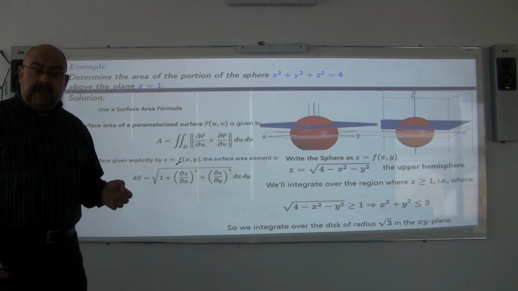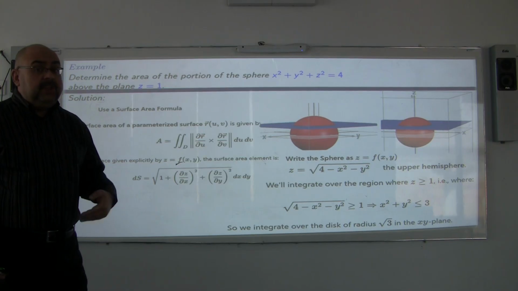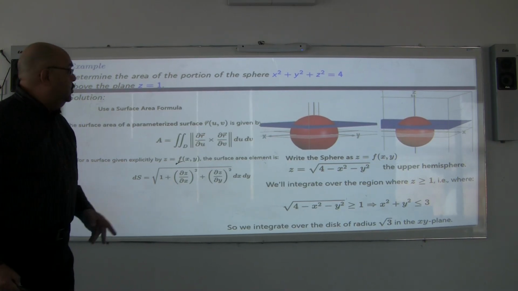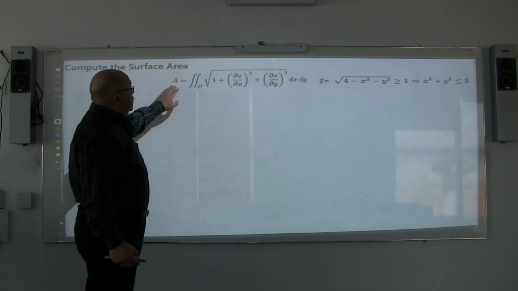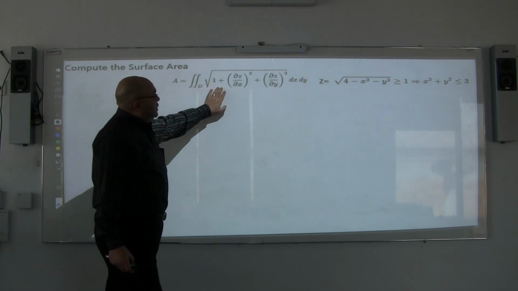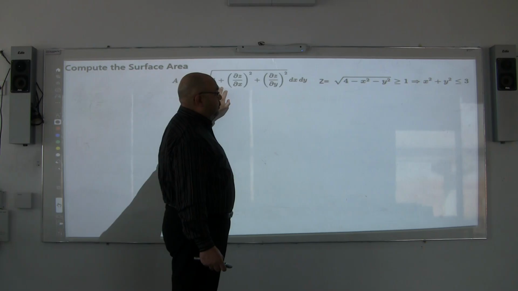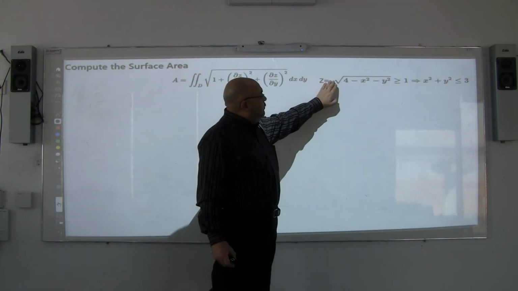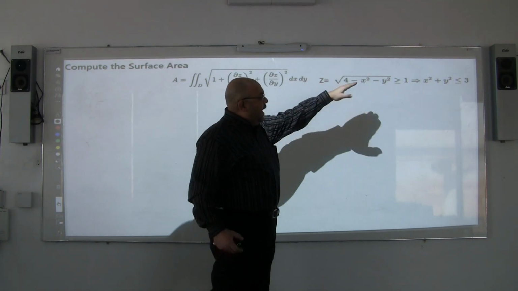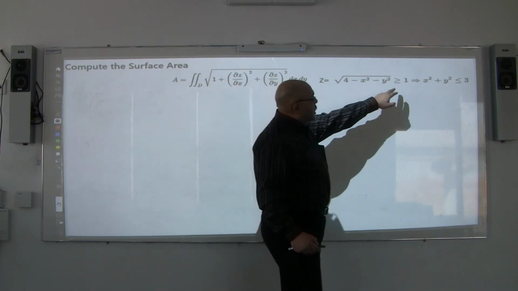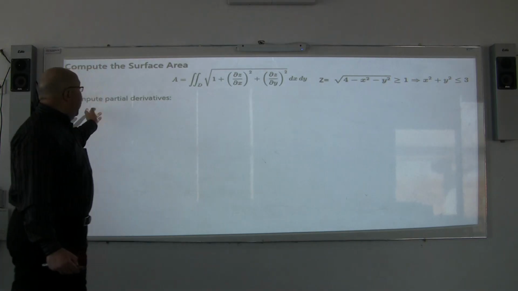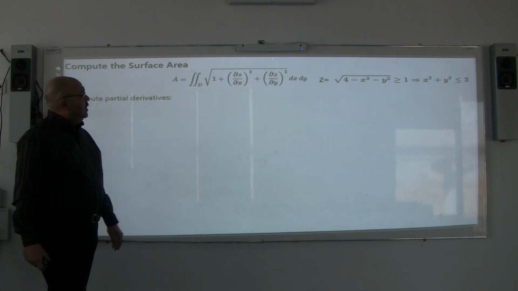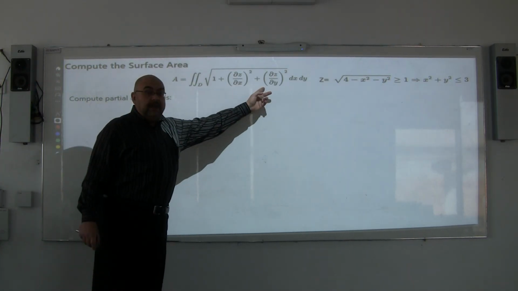This is really very tempting, as we can solve it as we did previously by polar coordinates, as you will see. So now once more, this is the element of the double integration part. Z stands for the square root of 4 minus x squared minus y squared, and the disk is x squared plus y squared less than or equal to 3. That's our domain. So now I will compute the partial derivatives in order to get these two terms.